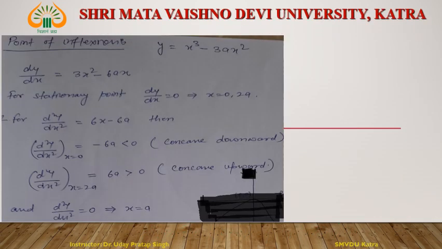See the example. Point of inflection. For the given curve, y is equal to x cube minus 3a x square, right? See, what is dy by dx? dy by dx is equal to 3x square minus 6ax. Okay, this thing. Now, this dy by dx is equal to 0, then x equal to 0 or 2a. Okay.